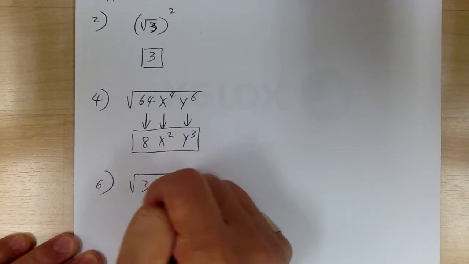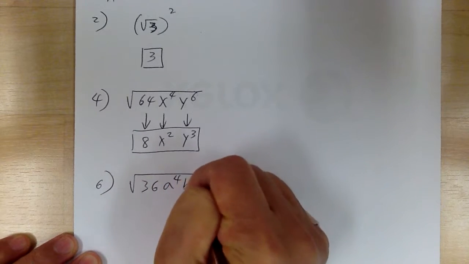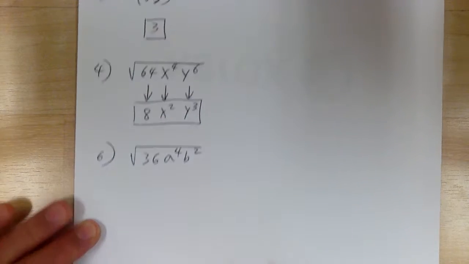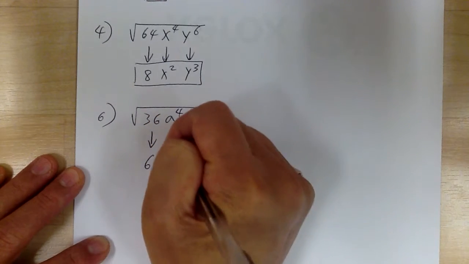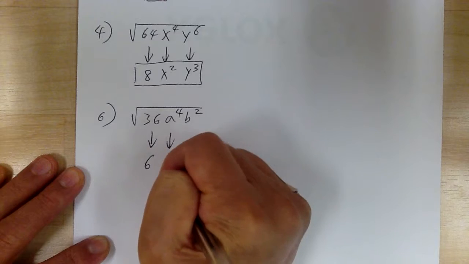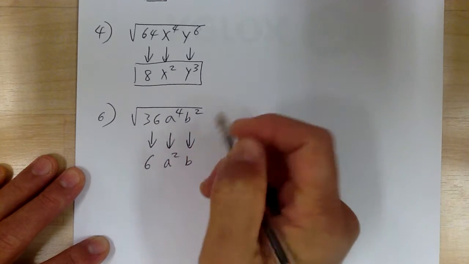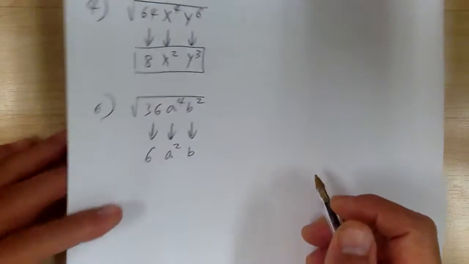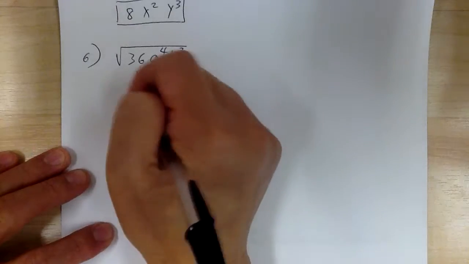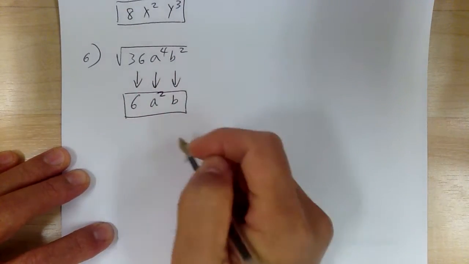Okay, let's go to number 6. You have the square root of 36, a to the 4, b to the 2. You can take the square root of each part. The square root of 36 is 6. The square root of a to the 4 is a squared. And the square root of b to the 2 is b. Now you don't have to draw the arrows, but I'm drawing the arrows to see where each part came from. You don't have to draw that, but I'm doing it so it's easier for you guys to follow.